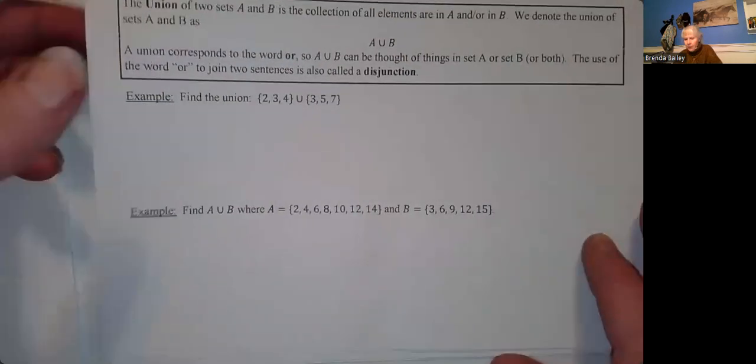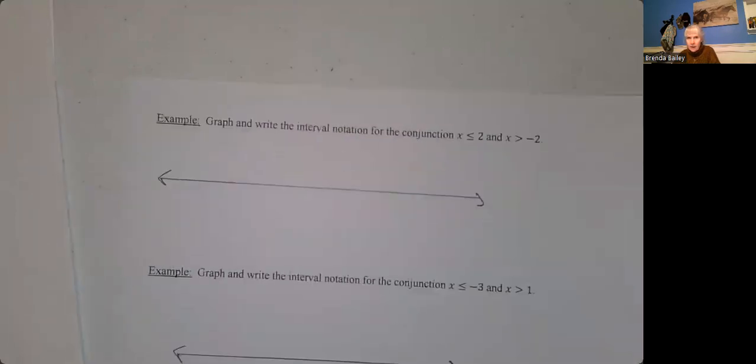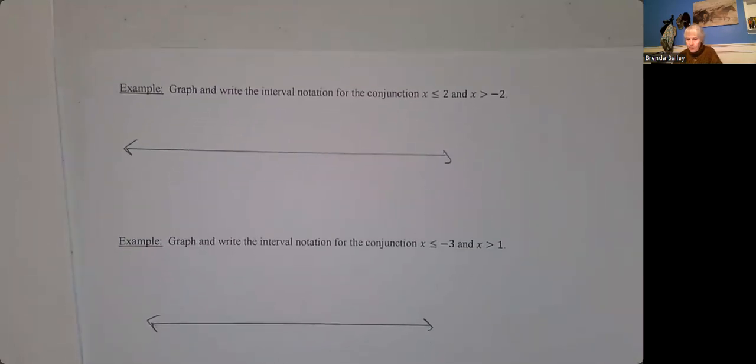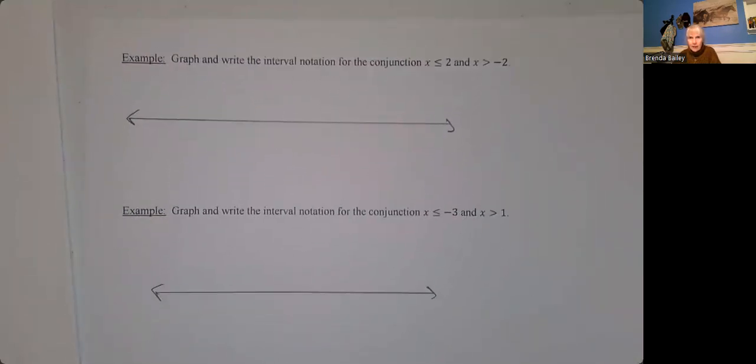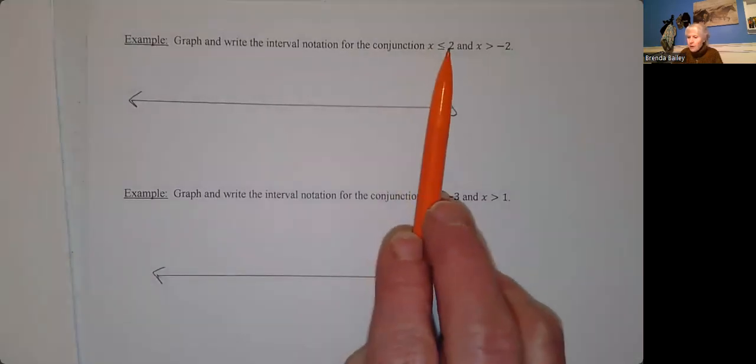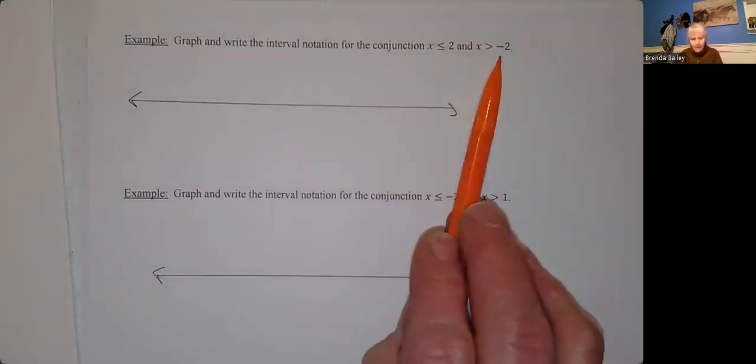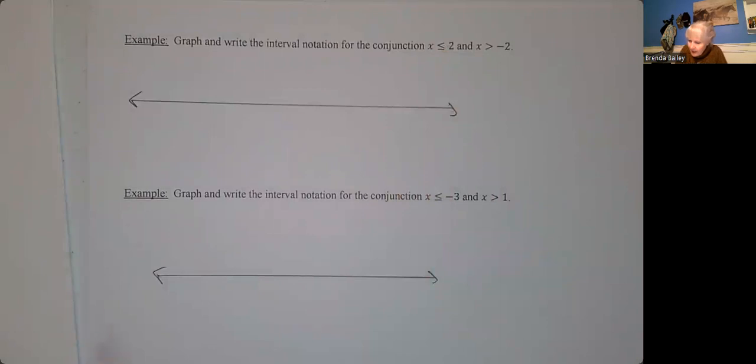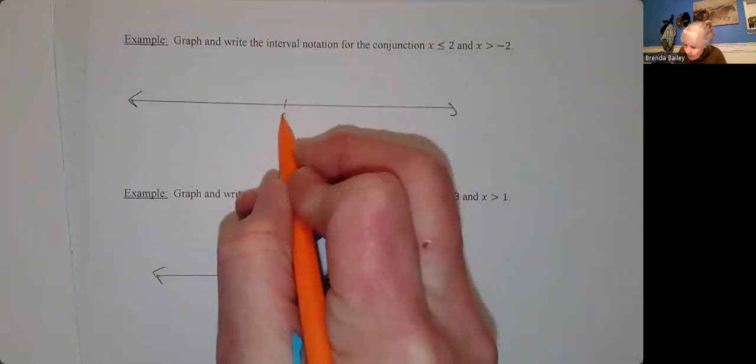Okay, let's look at another one. We're going to go through a bunch of examples for those of you that might find this concept confusing. Again, graph and write the interval notation for the conjunction x is less than or equal to 2 and x is greater than -2. So we're looking for a conjunction, an intersection. We're looking for what's in common between these two graphs here. We'll start, I guess I really didn't need this big of a graph, but that's all right.